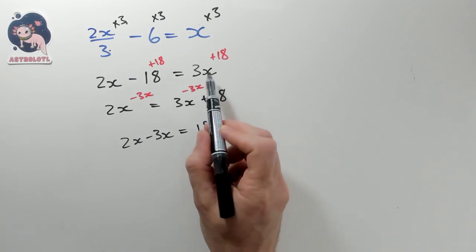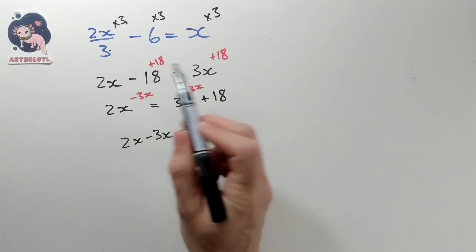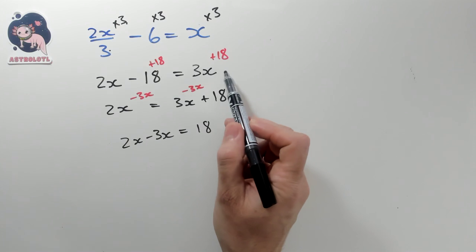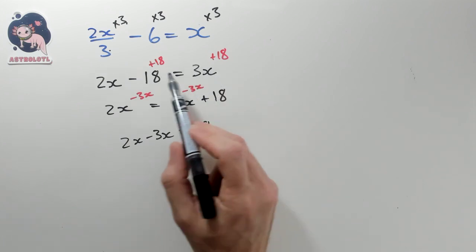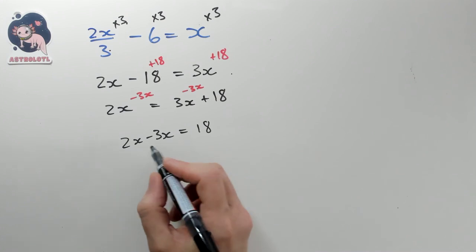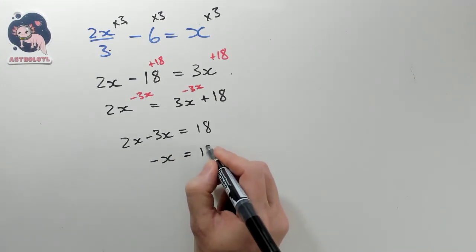Another option would have been to just know that there are more x's on this side, so taking the 2x over would have given you a positive x value on this side, because you would have had 3x minus 2x is equal to negative 18. But now we're going to have 2 minus 3, so we're going to have minus x is 18.